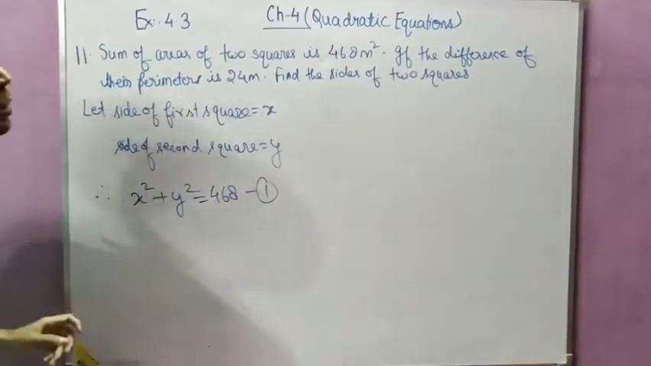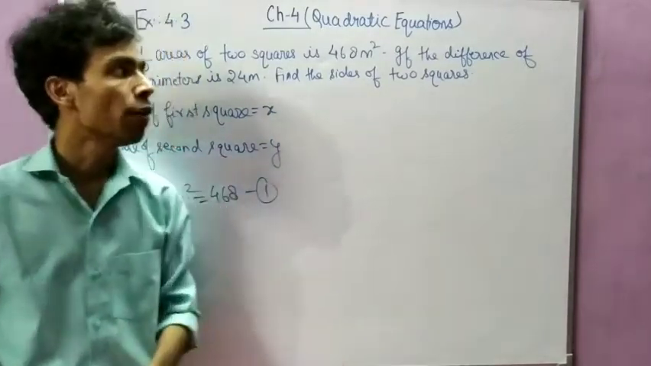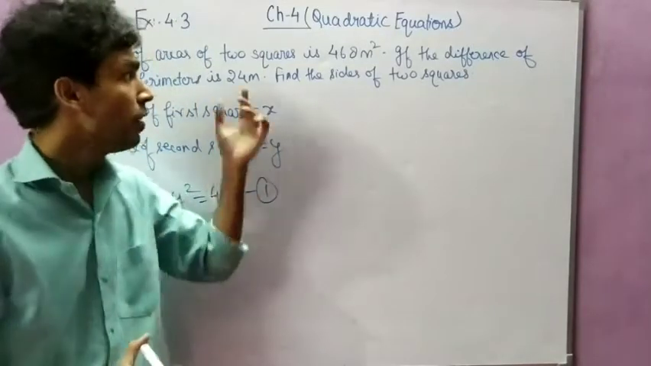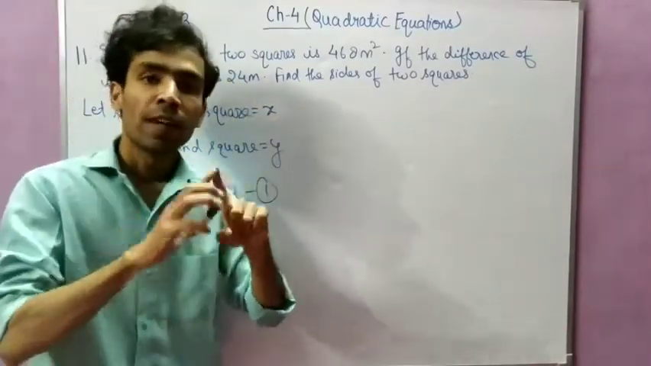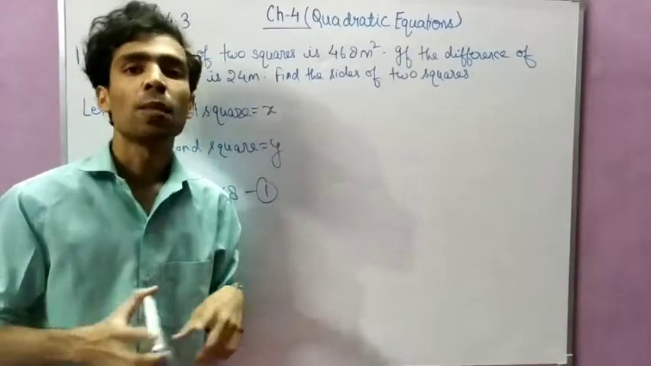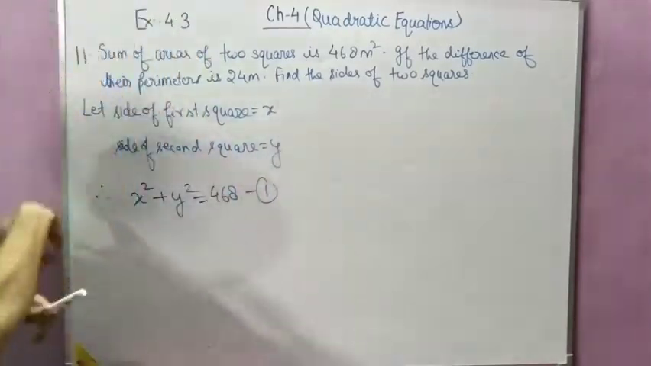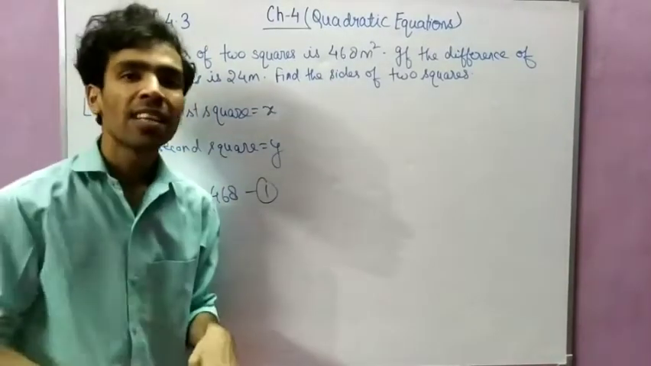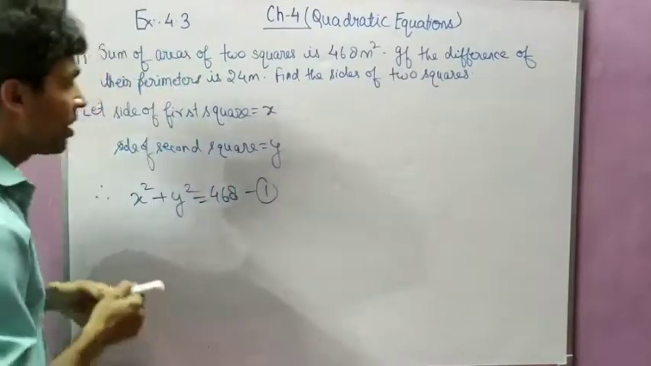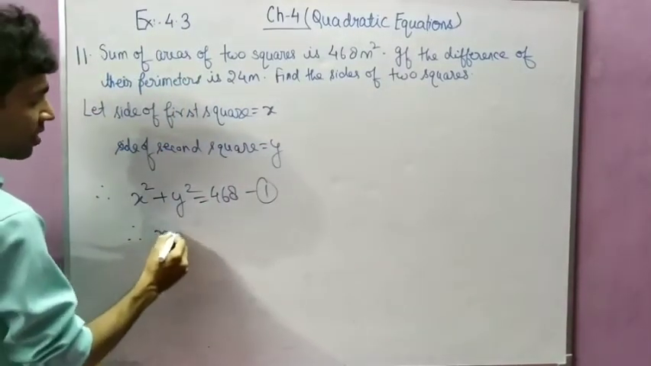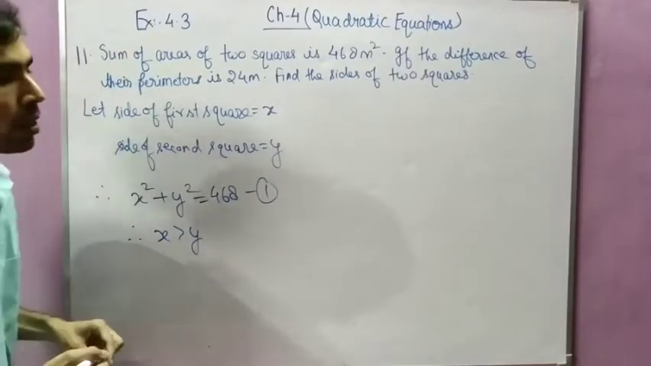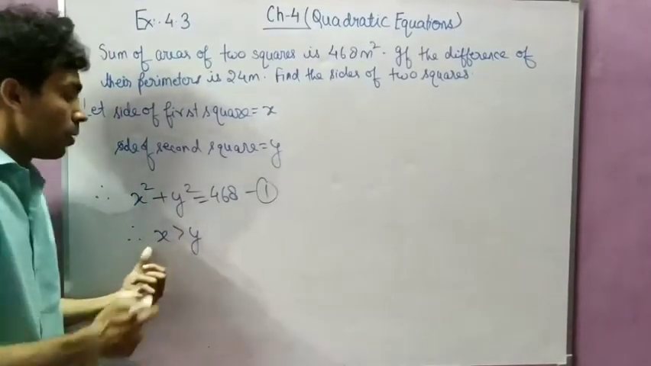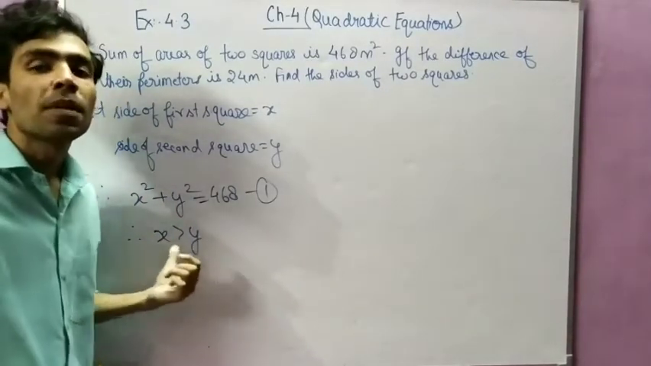Now the difference of their perimeters is given as 24. If the difference is given, it means that one square will be larger and one will be smaller. I am assuming that the first square is larger, so its side will also be larger. Suppose x is greater than y. Then the perimeter of the first square will also be greater than the perimeter of the second square.